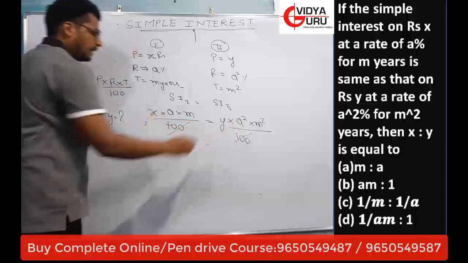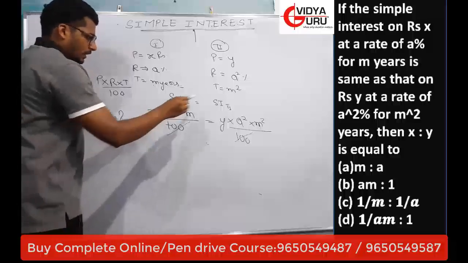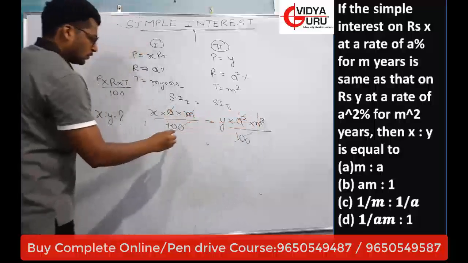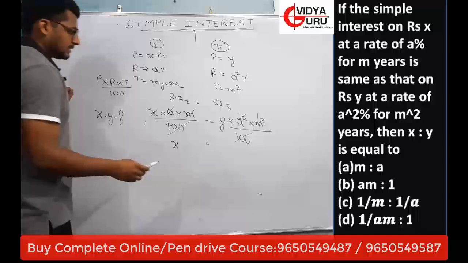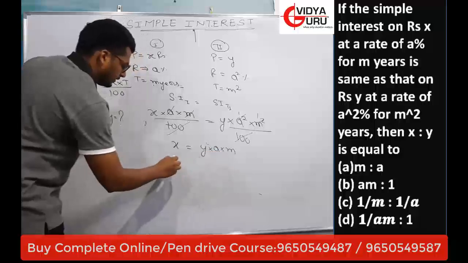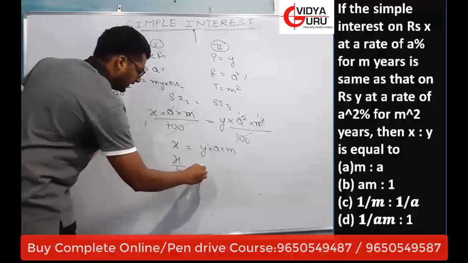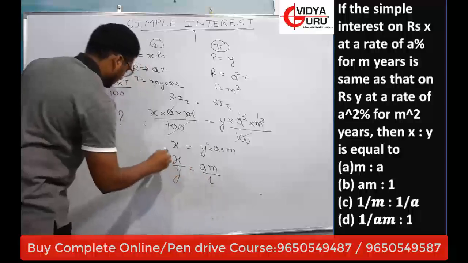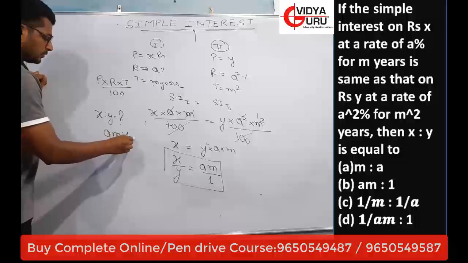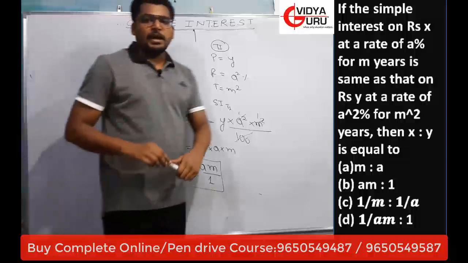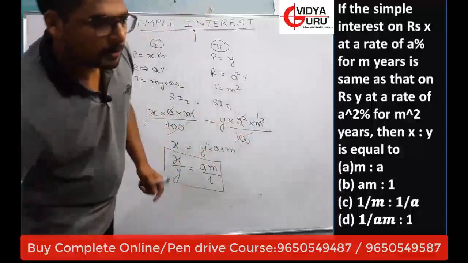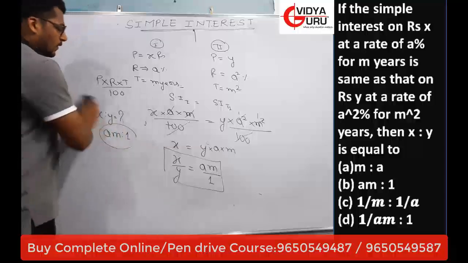If we cancel out 100 by 100, A will cancel out 1 power, M will also cancel out 1 power. So what I am left with is X equal to Y into A into M. X upon Y will be equal to AM upon 1. Then X ratio Y will be equal to what? AM ratio 1. This was a very easy and very basic question. So option B is correct here. Coming on to our next question.